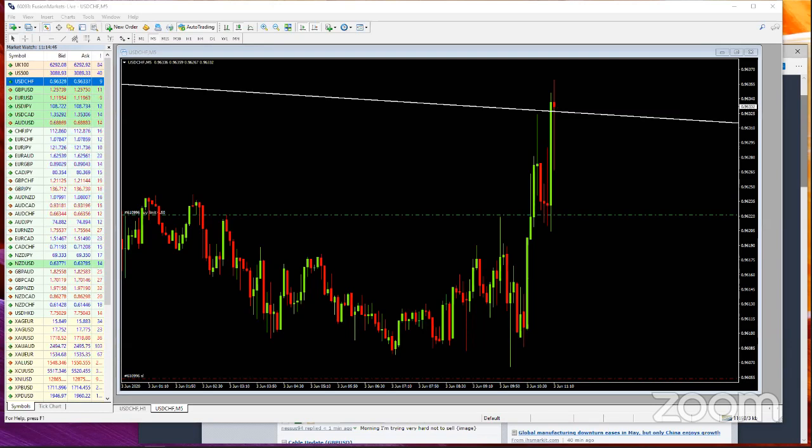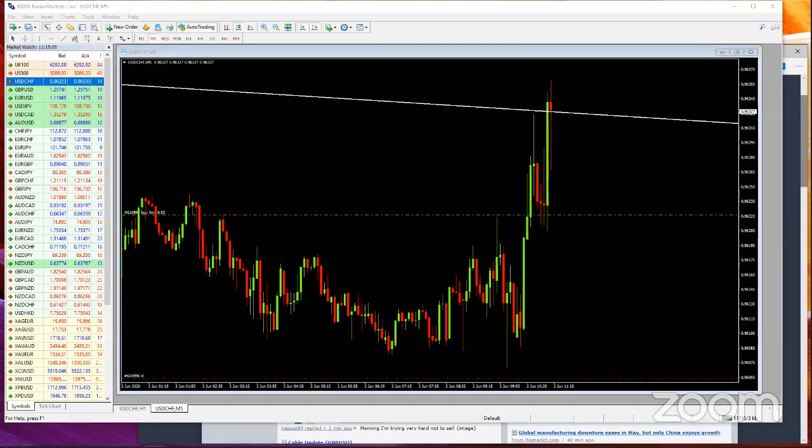Yeah, that's frustrating, isn't it? Because that's already up 10 pips, and we're only really looking at a 15 pip stop loss there, so it is a little frustrating, but that's the way it was.